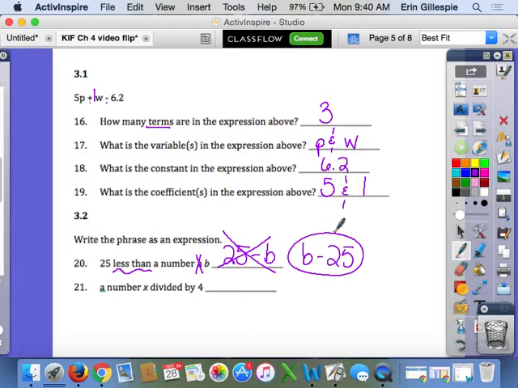21 is a number x divided by 4. This is the preferred way of us writing x divided by 4 now that we're moving into working with equations. But if you wrote x and then a division sign 4 like this, or a slash, or technically even this would be okay.